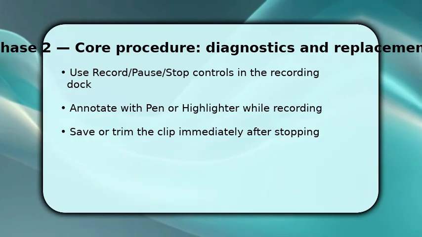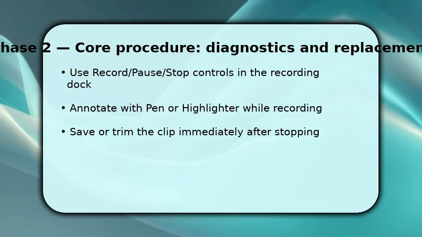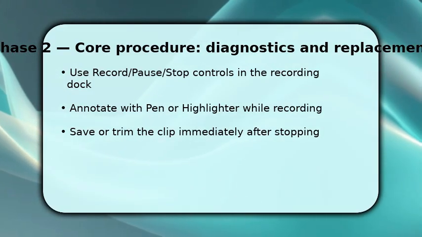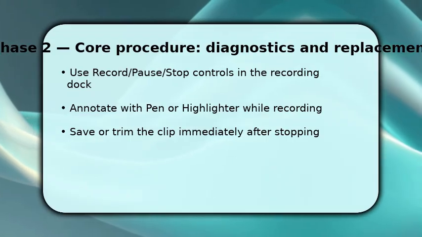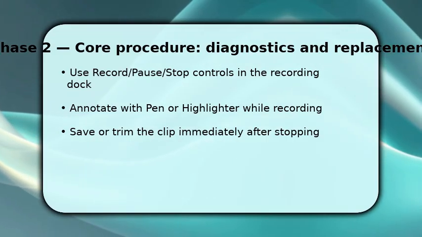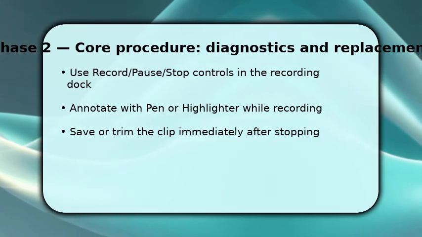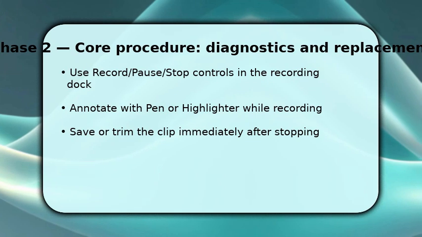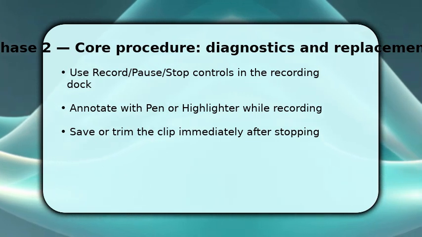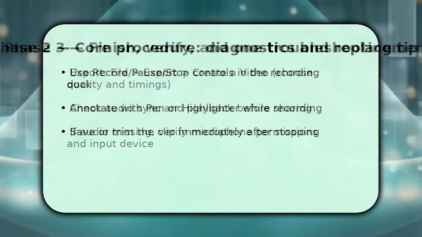PowerPoint places the clip on the slide automatically. Once done, right-click the clip and choose Trim to remove dead space at the start or end. Make sure to save the presentation so the embedded media persists, and export to MP4 if you need a shareable video file. Finalize by playing the slide to confirm audio sync and visual quality.